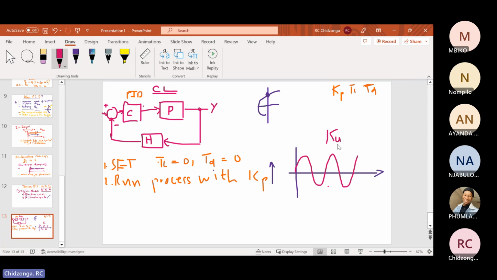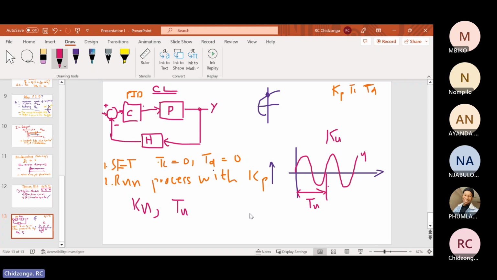So the method says that when you have reached this status where the system's response now is a continuous sinusoid, in other words, you have attained the ultimate gain, you should note the value of the ultimate gain, KU. You should also note the period of those continuous oscillations, which is now Y. This is your response Y. You should also note TU, which is called the ultimate period.